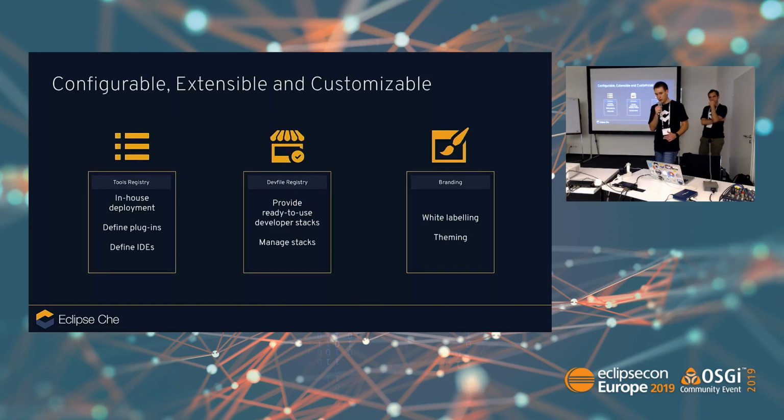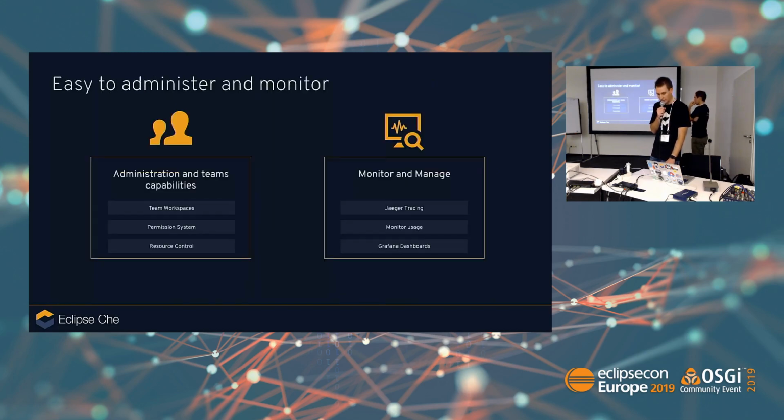With Che 7, we are providing a tools registry. So it allows to provide in-house deployments of tools. So if you are building your own plugins, you can deploy them only for your distribution of Eclipse Che. You can curate the list of plugins that are available, and that's the same for the dev file. We are providing a set of dev files that are available out of the box with Che, and you can configure that. There's white labeling and theming capabilities as well. It's getting easier to administrate and monitor as well.